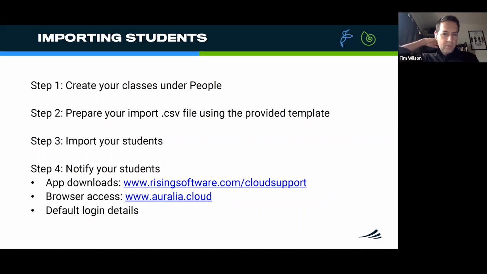Now for students, there are a number of ways for them to access the programs, and we generally recommend that students use the downloaded, installed Windows and Mac apps wherever possible. But if they don't have access to a Mac or Windows computer, they can also log in via Auralia.cloud. We'll talk a little bit more about the differences between the apps and browser access in a moment. And the default login details are what we just discussed: their login username, default password, and the school code.